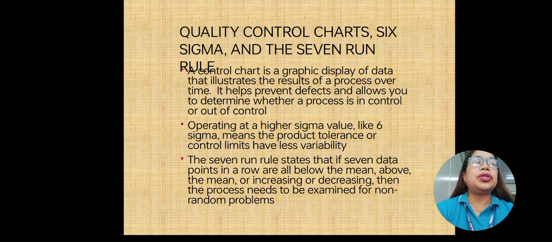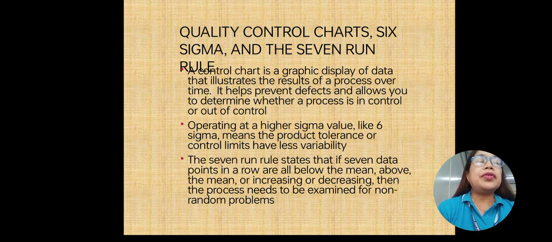Quality control chart, Six Sigma, and the seven-run rule. A control chart is a graphical display of data that illustrates the results of a process over time. It helps prevent defects and allows you to determine whether a process is in control or out of control. Operating at a high sigma value like Six Sigma means the product tolerance or control limits have the least variability.